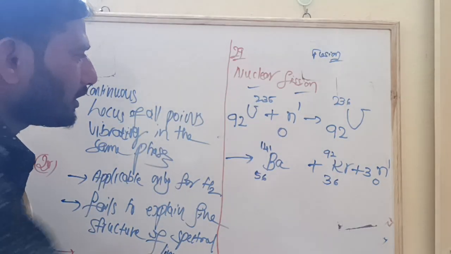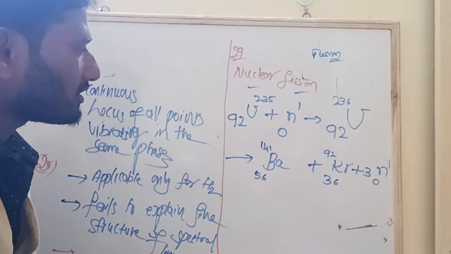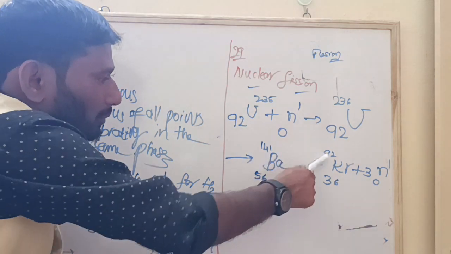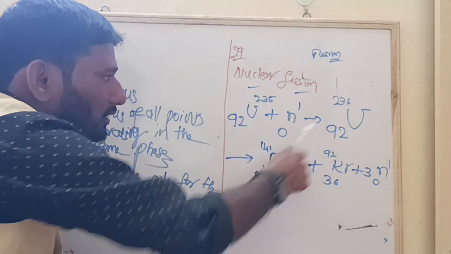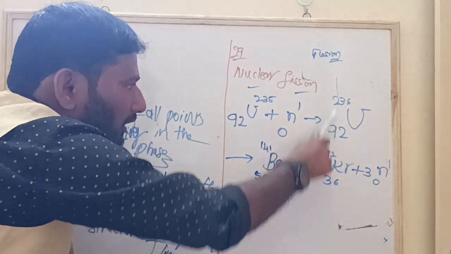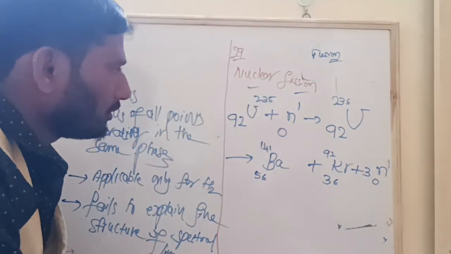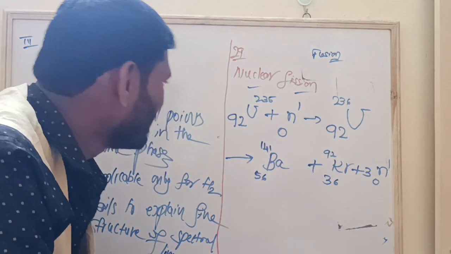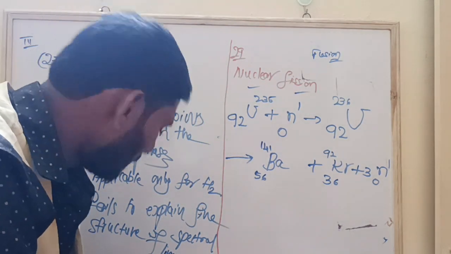You can add up, and the same thing should come: 92 on the left, 56 plus 36 on the right. For the mass numbers, 141 plus 92, and with the 3 neutrons, it balances the equation. So balancing the equations is very important in chemistry. Okay, this is nuclear fission and one example.